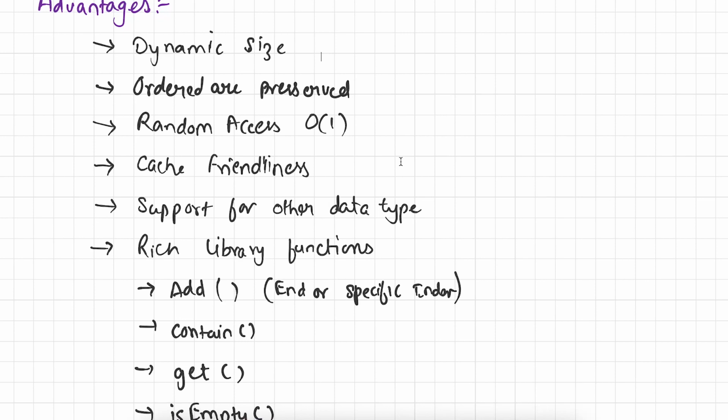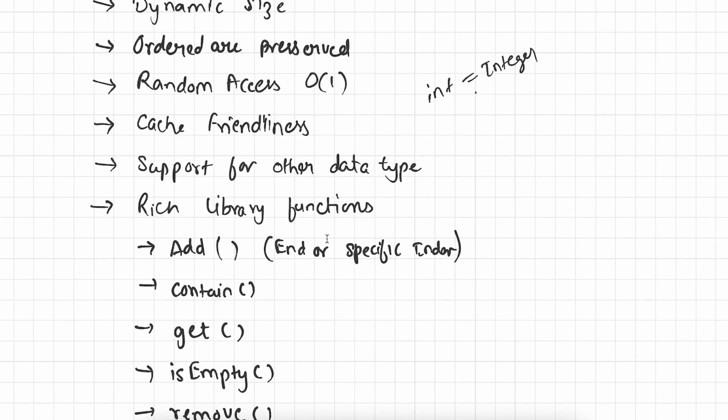The next advantage we get using ArrayList is support for other data types. As we know, in normal arrays we can only store primitive data types, but when we use ArrayList we can also use other data types as well. We can also use primitive data types, but we cannot use them directly. We have to use a wrapper class over it. For example, if we have int, then we have to use the Integer wrapper class to store integers in an ArrayList. So this is how it overcomes the problem of limited support for data types.